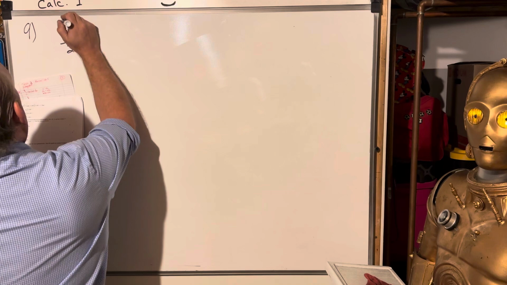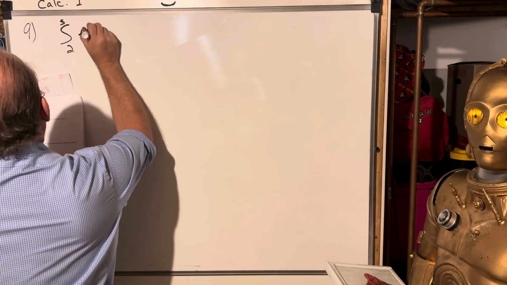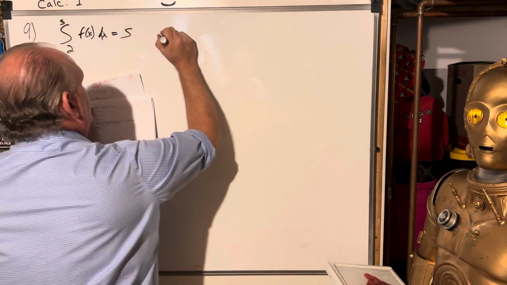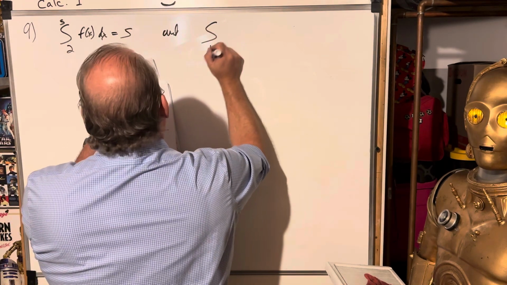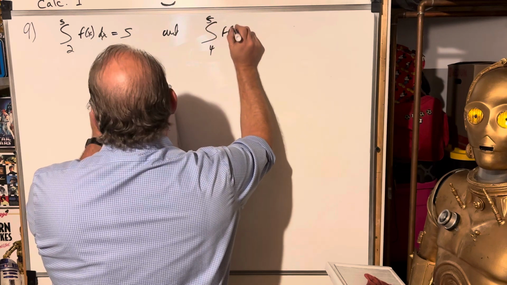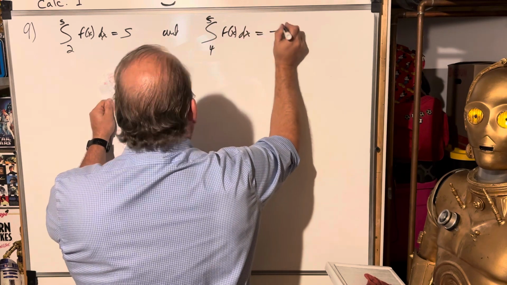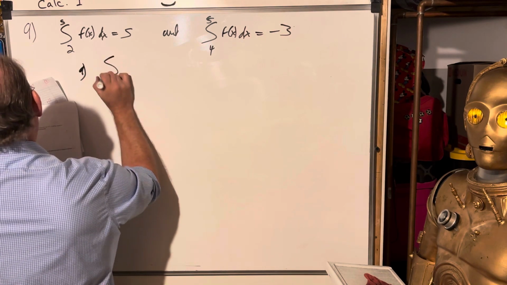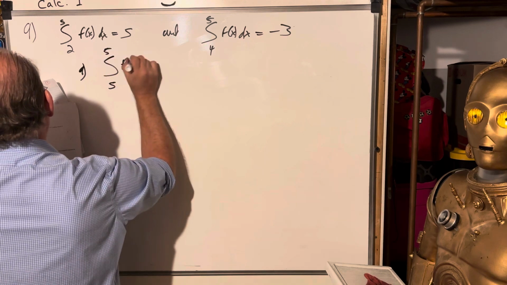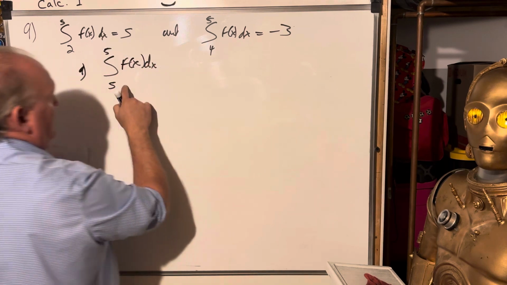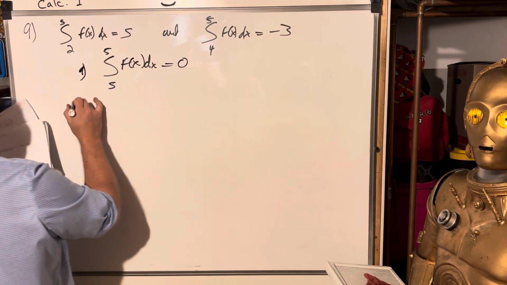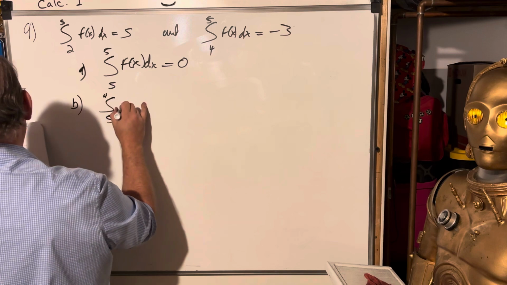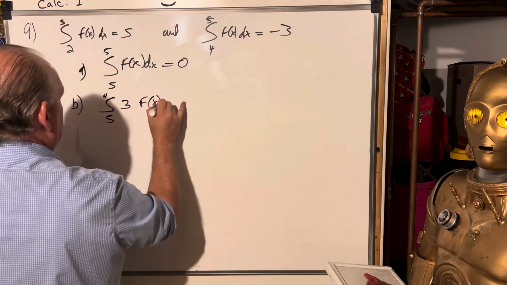So they said the integral from 2 to 5 of f of x dx is equal to 5, and the integral from 4 to 5 of f of x dx is -3. All right. So the first one, they want to know the integral from 5 to 5 of f of x dx. Anytime that number matches that number, it's big fat 0. How about 5 to 4 of 3 times f of x dx?